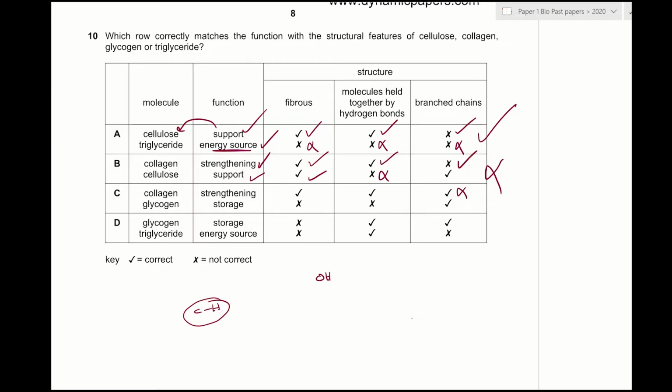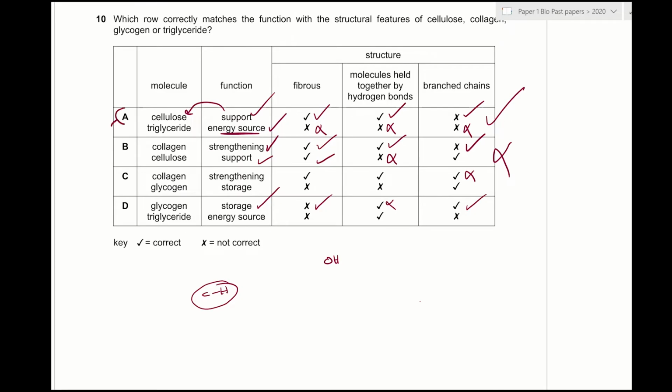D. Glycogen, it is a storage polysaccharide. This is correct. Fibrous, this is incorrect. It's not fibrous because it has metabolic roles. Molecules held together by hydrogen bonds. This is incorrect. And glycogen is branched, so this is correct. So in general, A is going to be the correct answer.